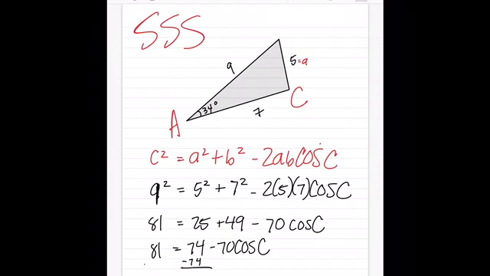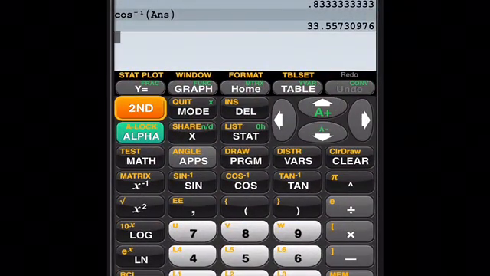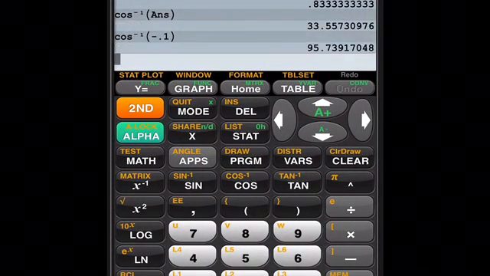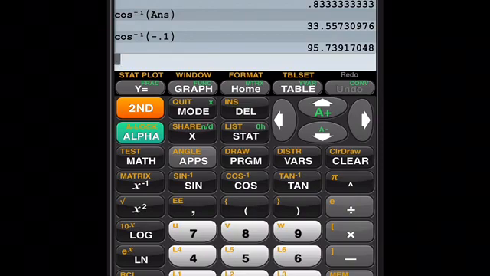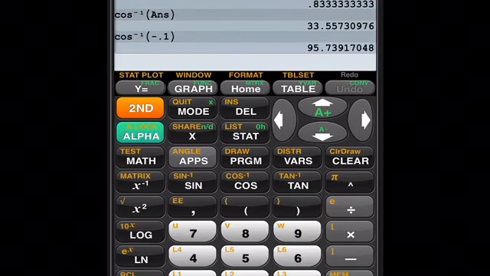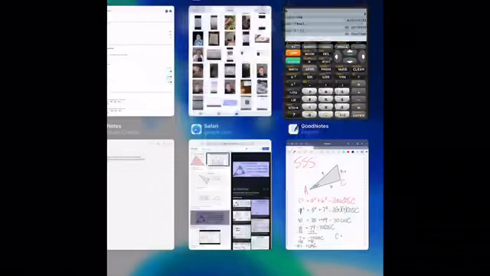Subtract both sides by 74. 81 minus 74 is 7. It's equal to negative 70 cosine of C. Divide both sides by negative 70. So 7 divided by negative 70 is negative 0.1. The cosine of C is equal to negative 0.1. Calculator, C is equal to, second cosine of negative 0.1, enter. 96 degrees. Remember we said it was real close to being a right triangle. It was really close. So 96 degrees.